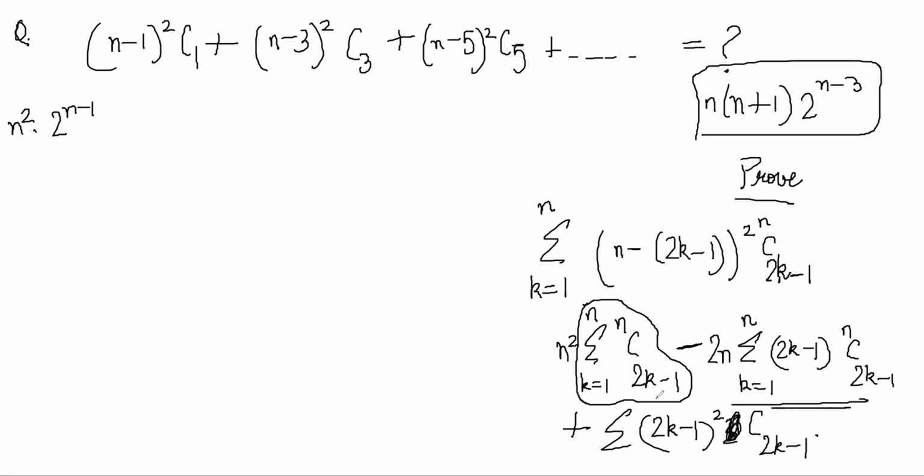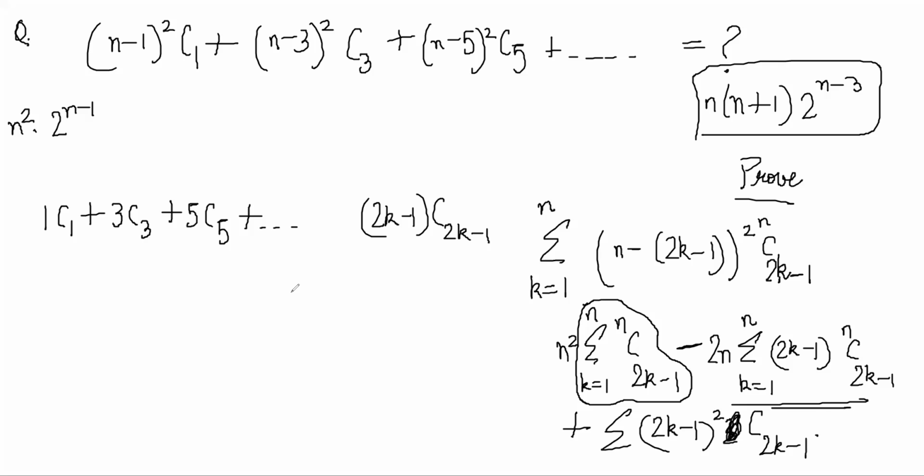The second one and third one might be more complicated, so we have to think about it. Second one is 1C1 plus 3C3 and 5C5 and so on, right? If your last term was, let's say, C2k, then the last term would be 2k minus 1 C2k minus 1, right?